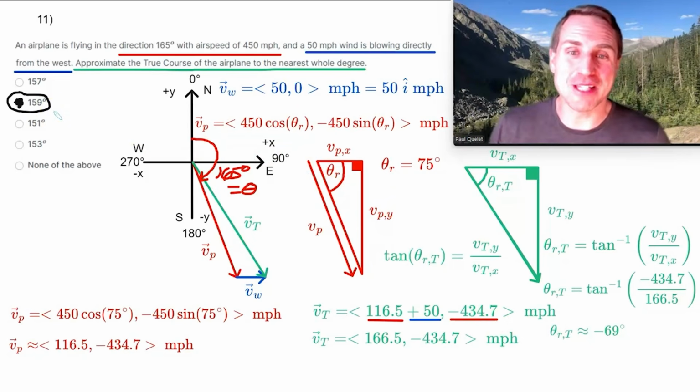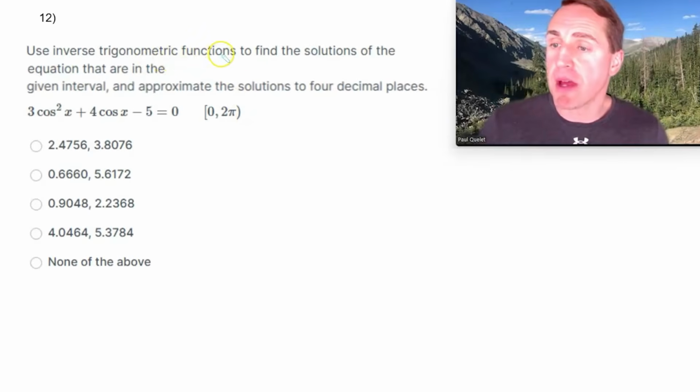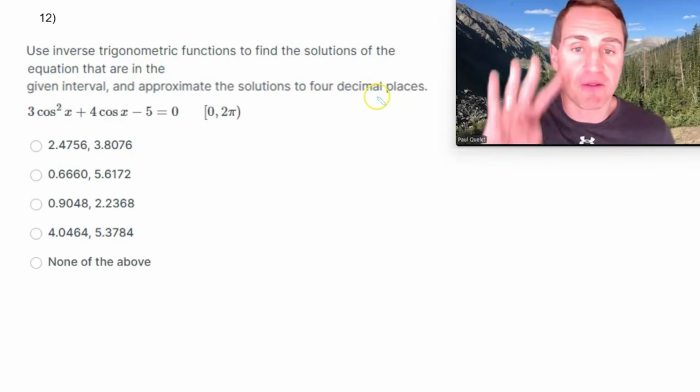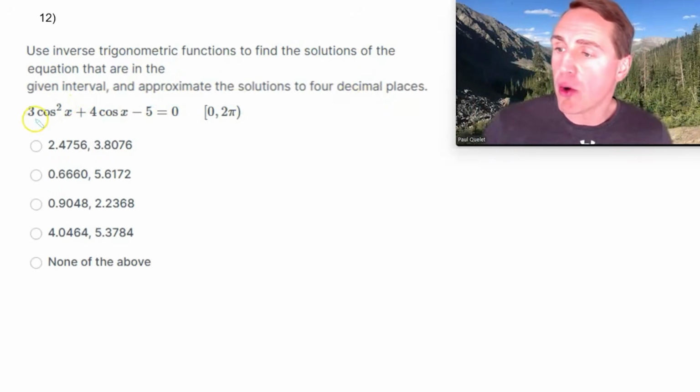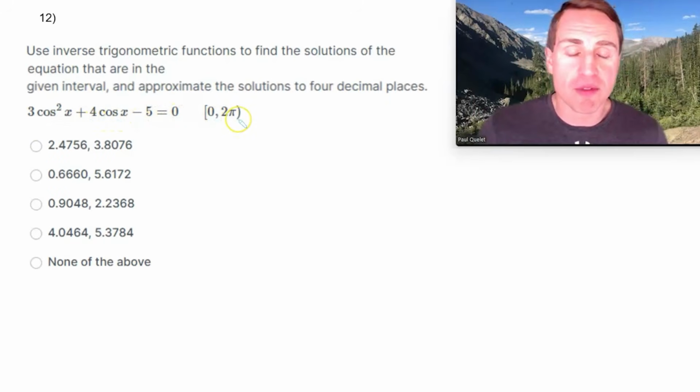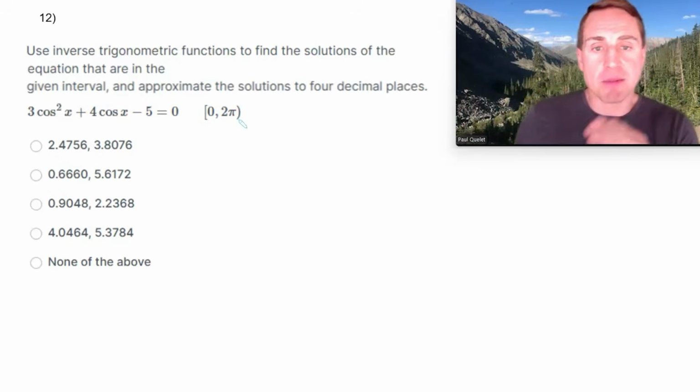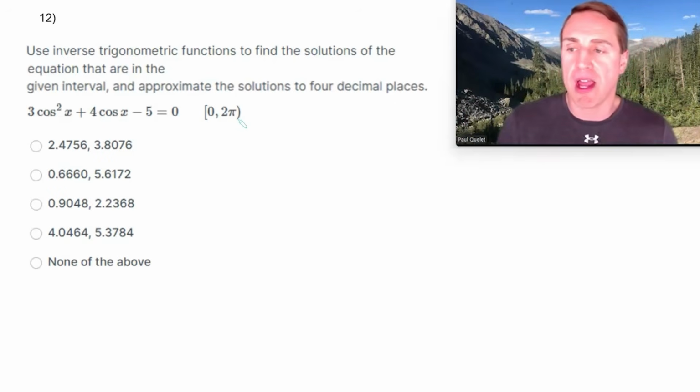For question 11, let's move on. Use inverse trigonometric functions to find the solutions of the equation that are in the given interval and approximate the solutions to 4 decimal places. So we have 3 cosine squared x plus 4 cosine x minus 5 equals 0 on the interval from 0 to 2 pi. Now 0 has a bracket, 2 pi is a parenthesis. That's because 0 and 2 pi are coterminal angles. So if we get an answer that's 0, we report it as 0. We don't report it as 2 pi.